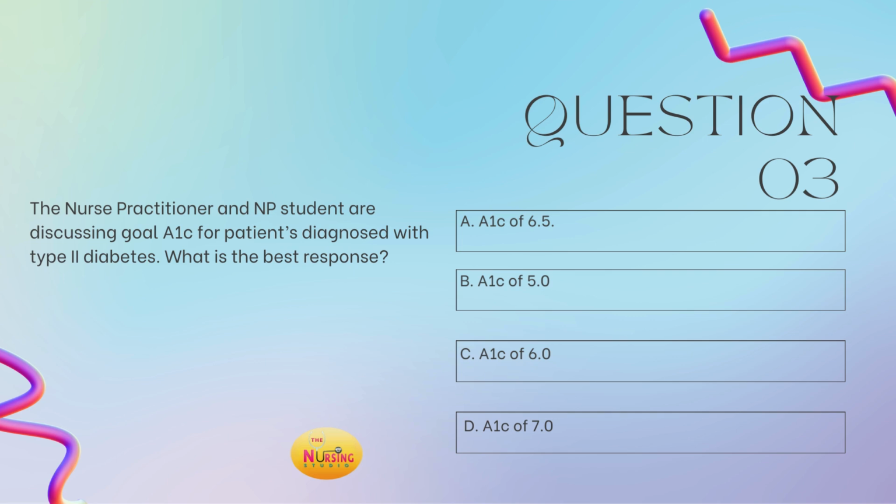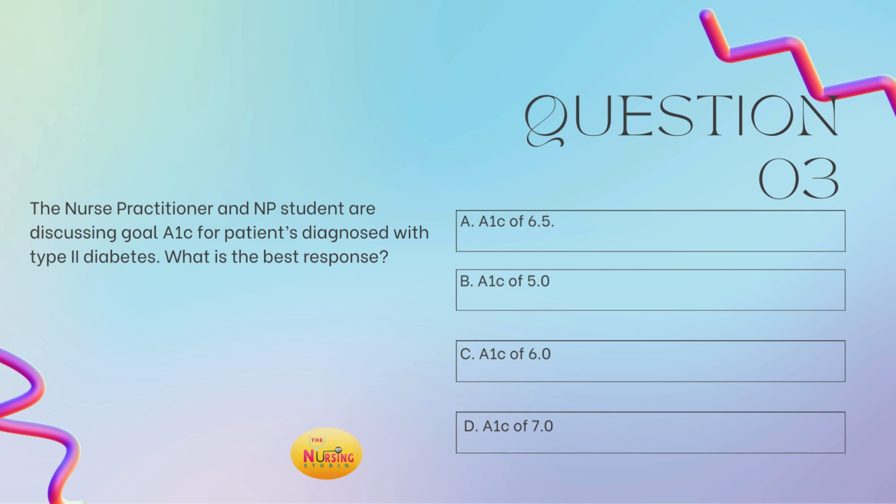All right, and the stem of the question here states, what is the best response? So, what are we responding to? We are responding because the nurse practitioner and NP student are discussing the goal range of A1C for patients diagnosed with type 2 diabetes. And the answer here is D, an A1C of 7.